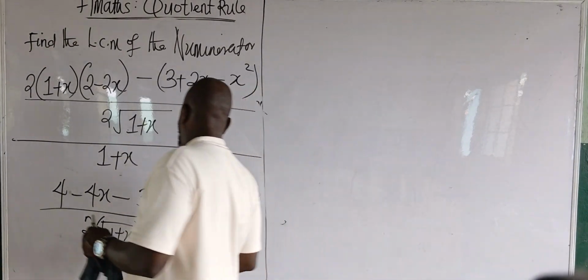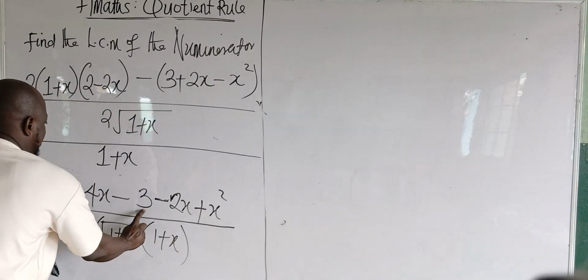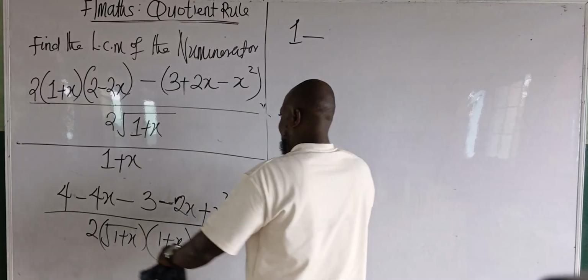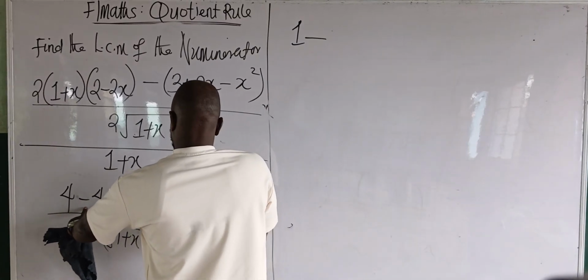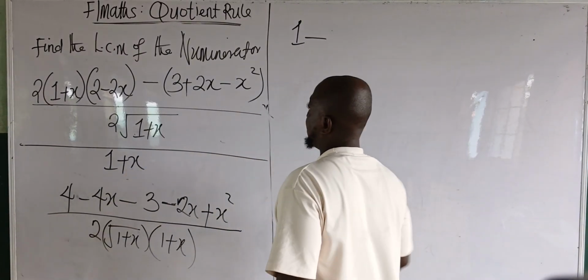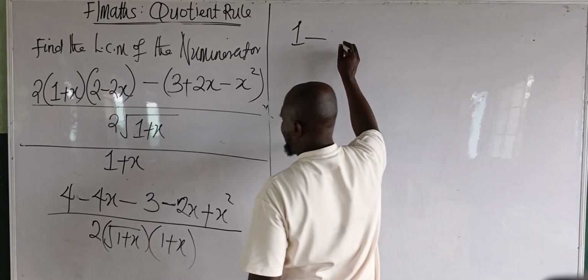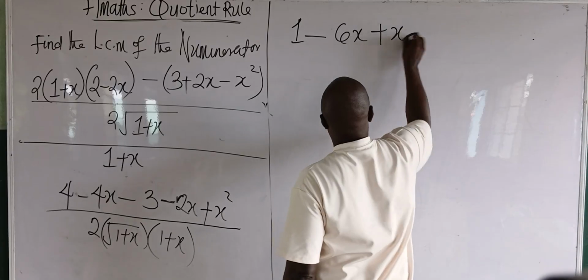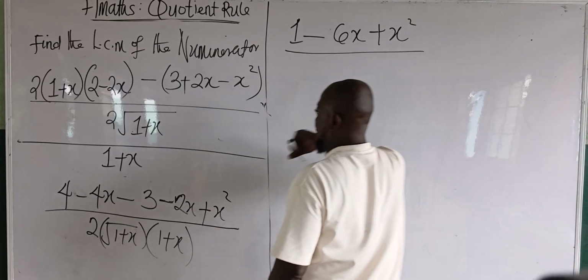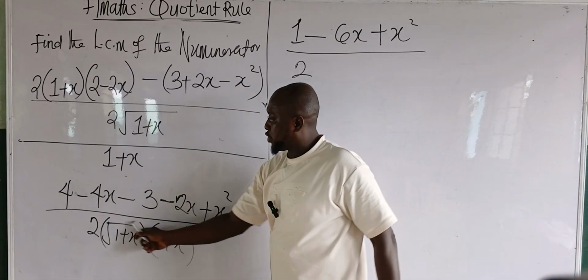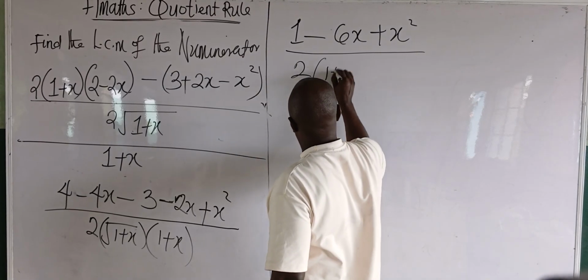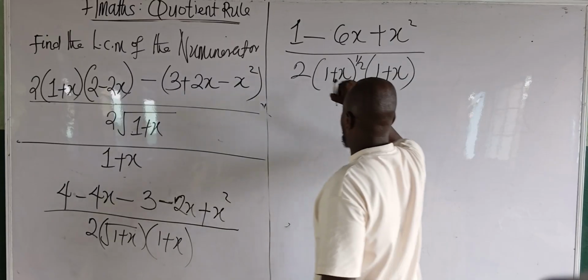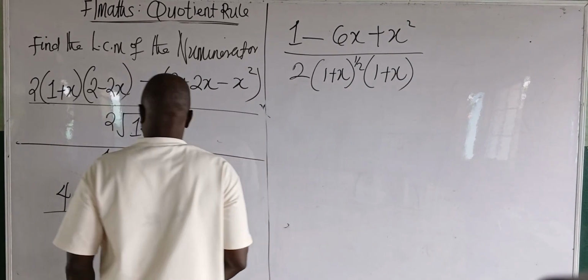So from this point now, what do I have here now? This minus this one, I'll have 1 here, minus this one, minus this one. I'm going to now have what there? I'll have minus 6x here. Then here will give us plus x squared here. Then everything will now drop down. I will remove this root. If I remove this root, I'll have 1 plus x raised to the power of half here. And then 1 plus x like this. This is what I'm having here.